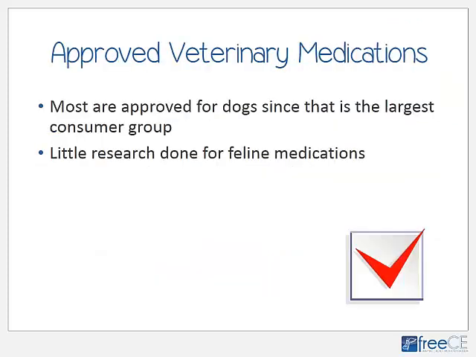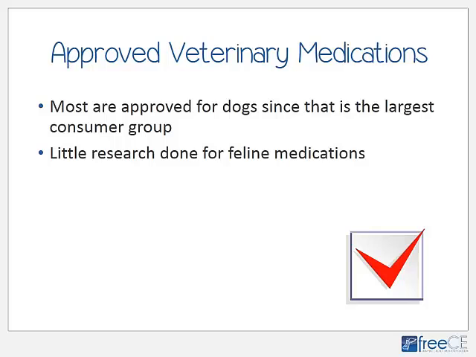In addition to extra label use of human medications, you may also be called on to prescribe approved veterinary medications. For most pharmacists, this is an area with which you have the least experience. However, most, if not all, of the medications are in drug classes that you are familiar with, and your existing knowledge brings a valuable asset to the table.